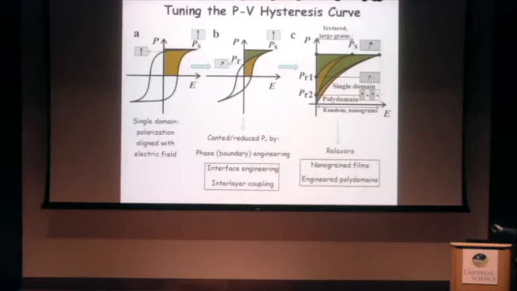If you have a single domain to start with, of course, you can change it substantially by applying a field. The characteristic of this loop is that it is very easy to saturate, but very difficult to discharge, right? It's difficult to make the remnant polarization disappear. But if you have a polydomain structure which has a head-to-tail configuration of domains, and this polarization is canted to the applied field, then in the remnant state, you will have apparent zero polarization to begin with.